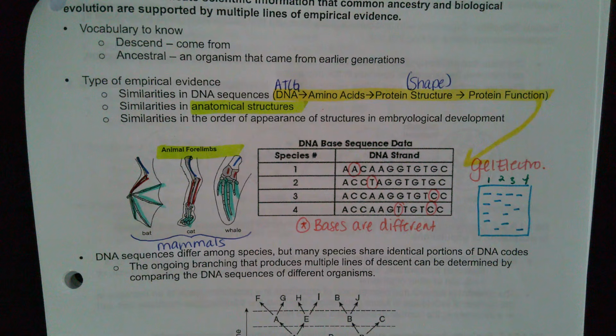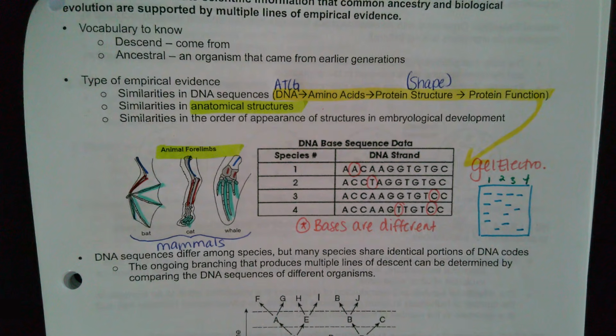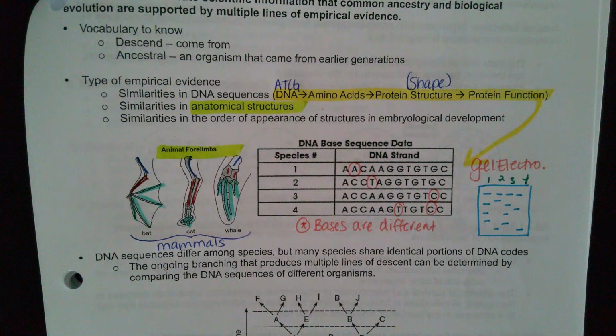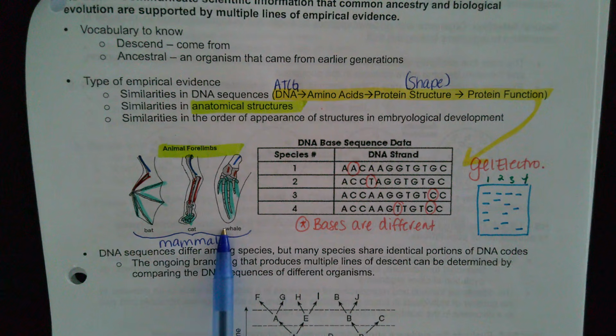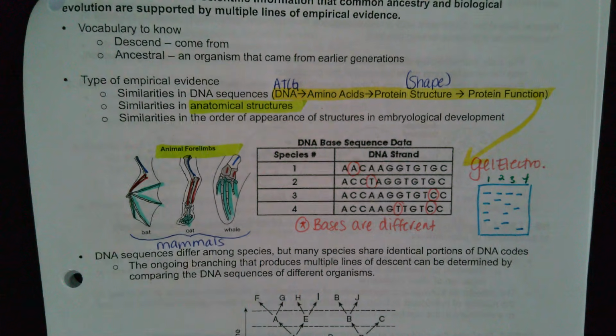Right? A bat is not a bird. A whale is not going to be a fish. These are all mammals. Mammals have common characteristics. They all have fur or hair. They all nurse their young. They all give birth to live young. Right? So all of these, even though they look different, are closely related.